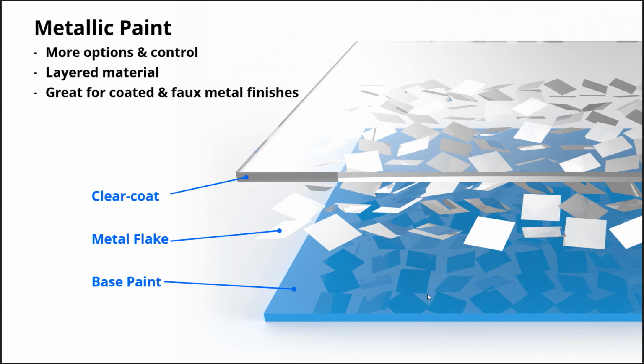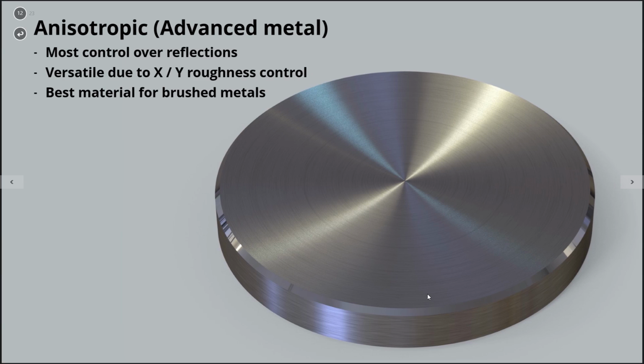The last material that we'll cover is the anisotropic material, or what I like to refer to as the advanced metal. This is going to give you the most control over the reflection, specifically some of those hard to get material reflections like for brushed metals. This is the perfect material for rendering something like brushed metal. It's called anisotropic because of the type of reflections that we're seeing.